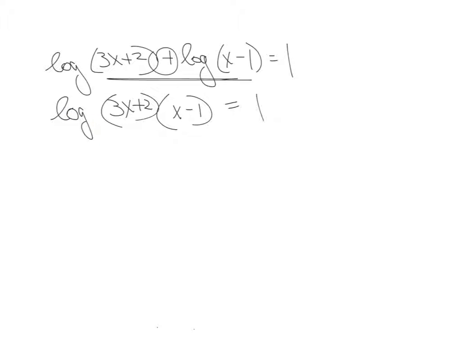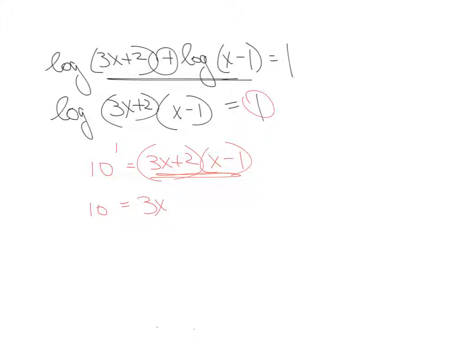Alright, so what is the base to this logarithm? It's not there, so it's an assumed 10 to the first power, and I get that. Well, I can deal with that. I use my FOIL method, and I get 10 equals 3x squared minus x minus 2. Bring that 10 over, and I get 3x squared minus x minus 12, and that equals 0.